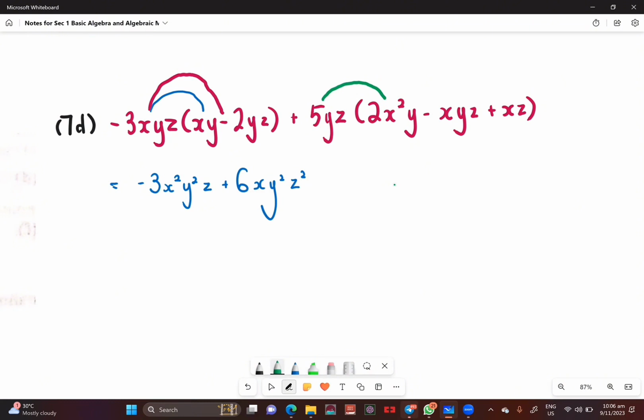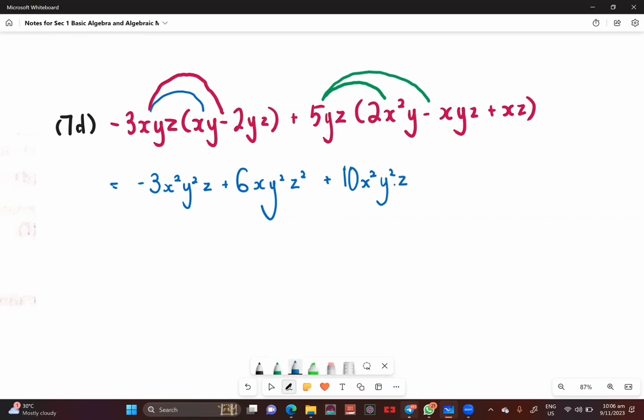5yz times 2x to the power of 2y. That becomes 10x squared y squared z. Of course, we put a plus in front. You see? All right. Am I making sense here? Can you see my color? I use a different color. Understand what I'm saying? All right.